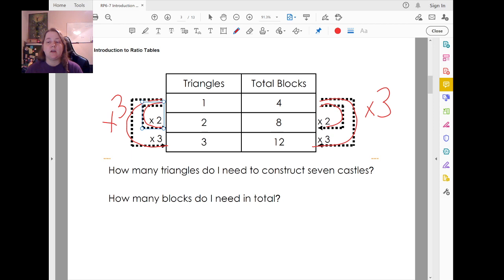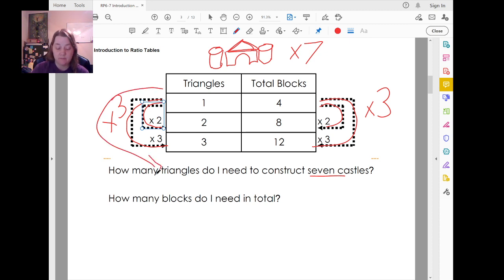What if I was going to talk about 7 castles? Well, let's go ahead and redraw that castle for a minute. In the original castle, there was 1 triangle. So if I want to construct 7 castles, I'm also going to multiply the triangle by 7. So 1 times 7 is 7. Now, how many total blocks would I need?